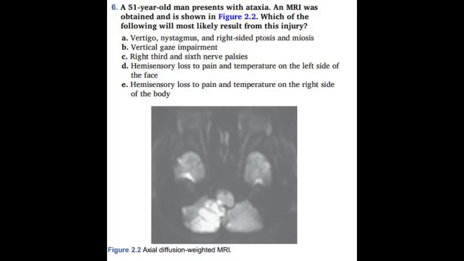Then hemisensory loss to pain and temperature on the right side of the body, that's false, and that's because of the fact that this lesion is on the right and we've not had the crossing yet. So usually it will be a contralateral loss of pain and temperature. So our answer will be option A, which is vertigo, nystagmus, and right-sided ptosis.